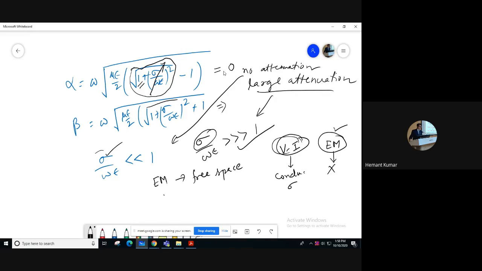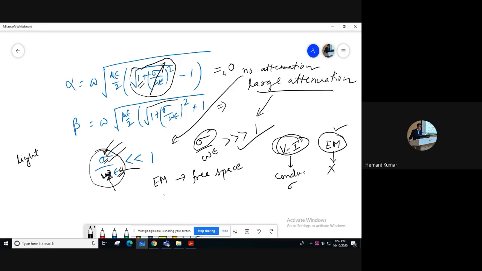So this quantity sigma upon omega epsilon not only depends on sigma. It also depends on omega, and it also depends on epsilon. Suppose for a constant value of sigma and epsilon, it depends on the frequency of operation. I will give you one example. For your human body, the conductivity is fixed, and epsilon is fixed, right? We cannot change these two things. The main important thing is omega.